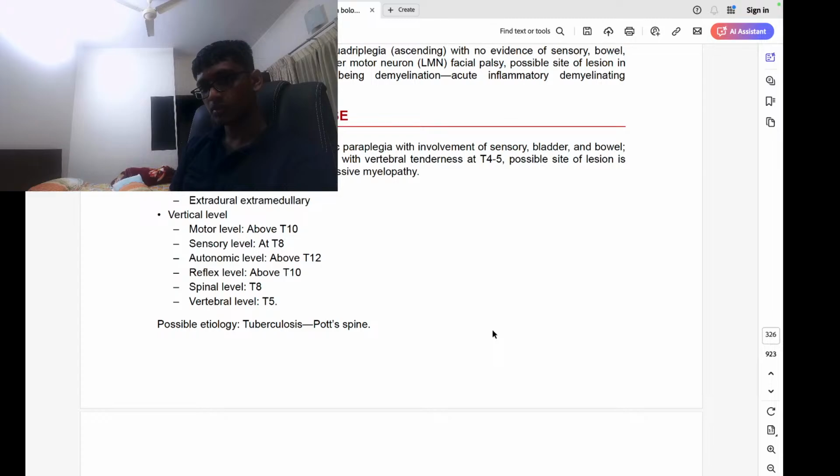Extradural, extramedullary. Possible etiology is tuberculosis of the spine. Horizontal level, left, right, vertical level is there. Motor level is above T10, sensory is above T8, autonomic level is above T12, and reflex level above T10, so spinal level is T8, vertebral level is T5.